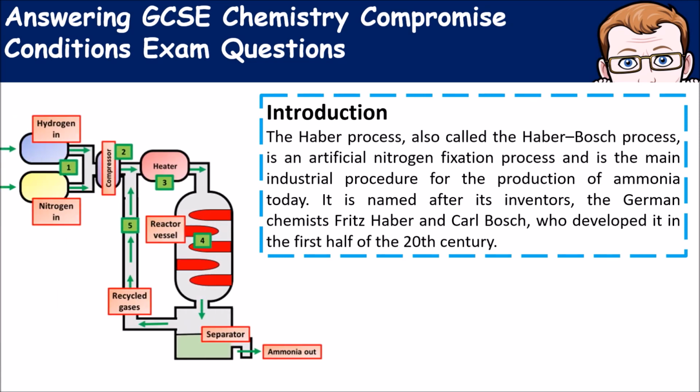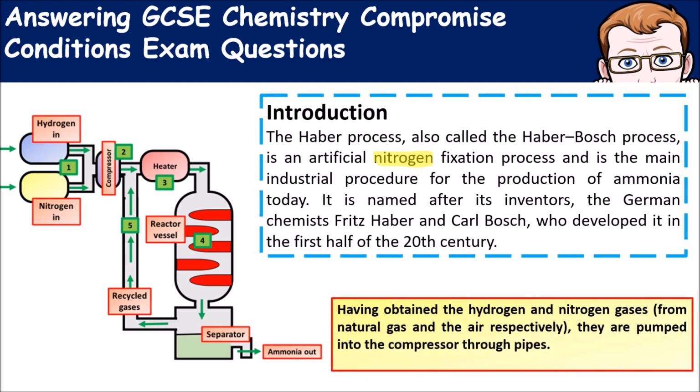Questions about compromise conditions will often talk about the Haber process, because that is a key example where lots of compromise conditions are used. So it's worth remembering that the Haber process is a process that we use to fix nitrogen to hydrogen to make ammonia.